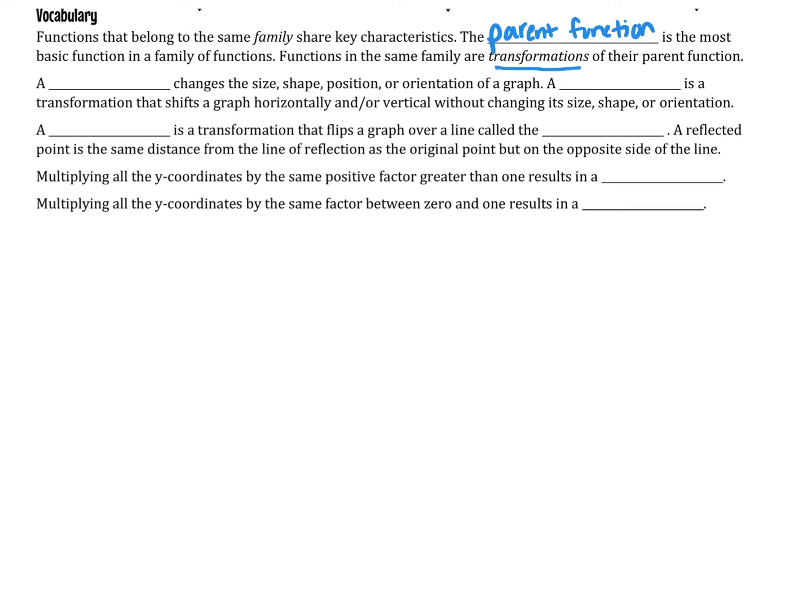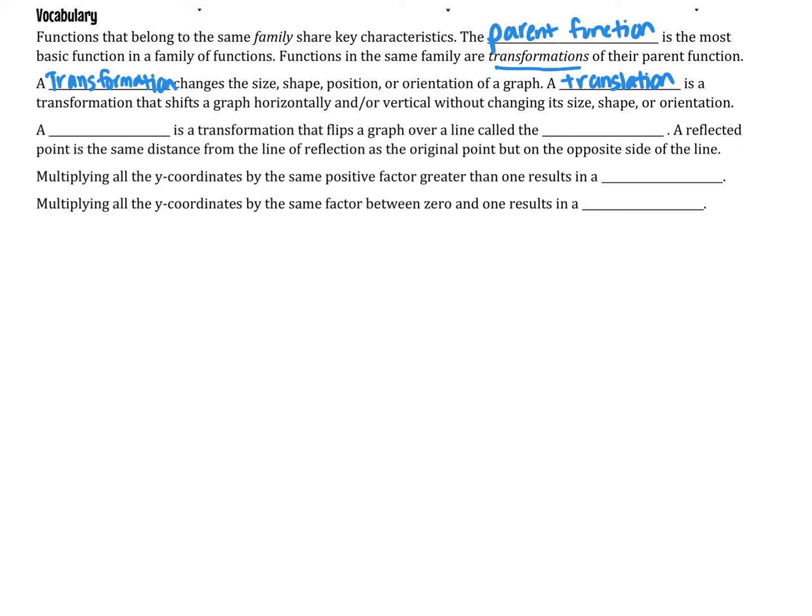So if I have just taken one of those quadratics and moved it up or left or right or flipped it upside down, those are all transformations of the basic parent function. A transformation can change the shape, size, position, or orientation of a graph. A translation is a shift in the graph, whether you're moving it up, down, left, right, or a combination. A translation is the mathematical word that we use for shift.